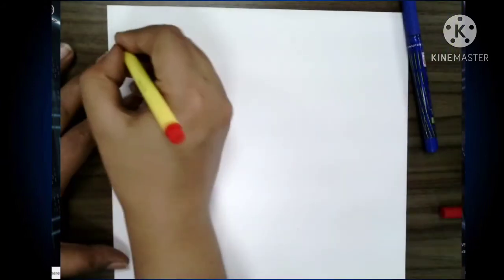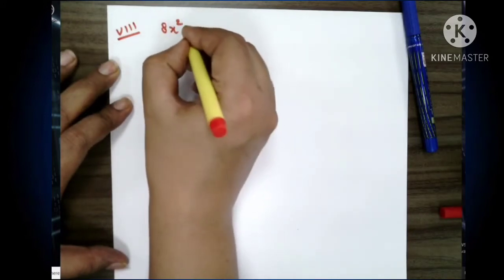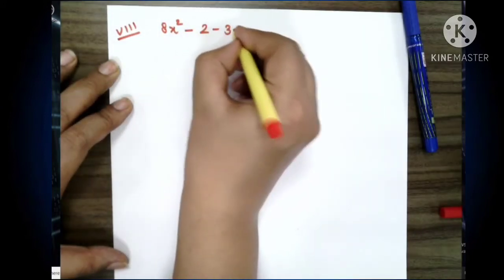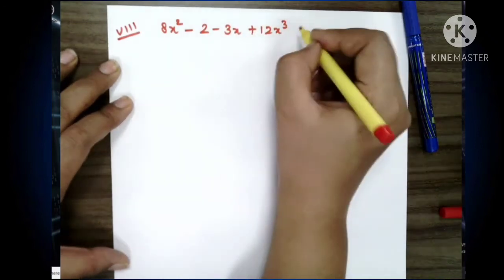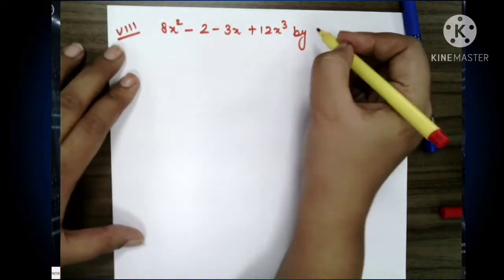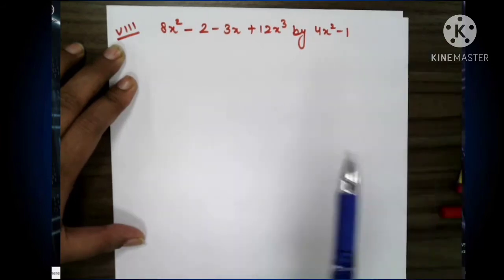Now we are having the next one. The fifth, sixth and seventh parts you will solve yourself because they are simple ones. Now come to the eighth part. The eighth part is 8x square minus 2 minus 3x plus 12x cube by 4x square minus 1. Now check whether they are in standard form or not.